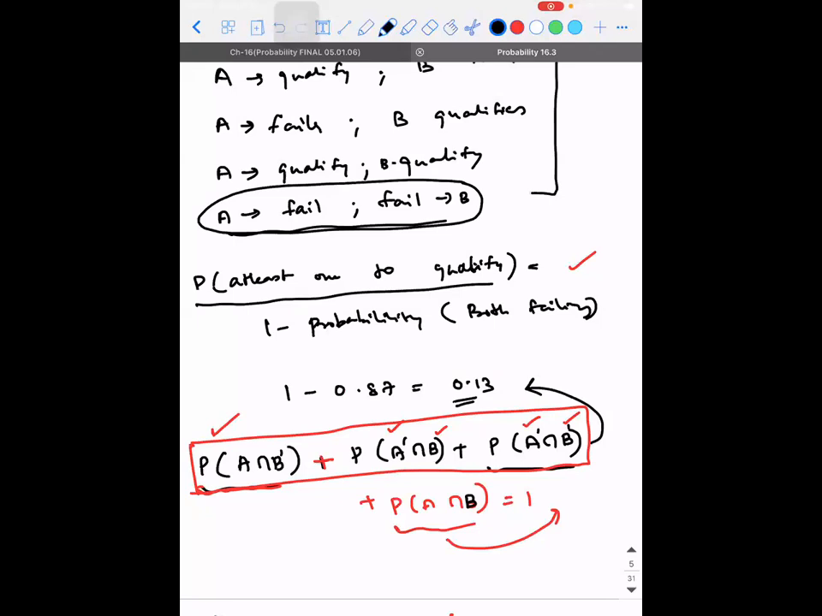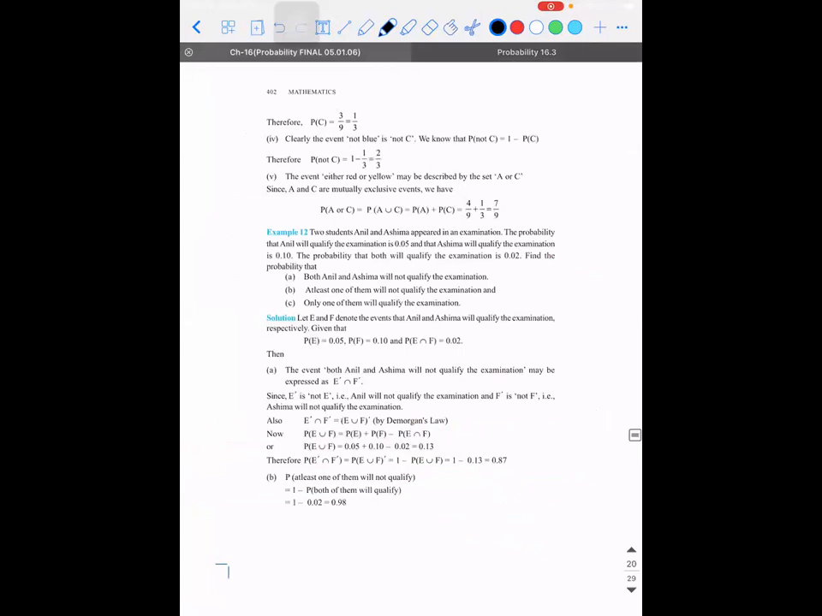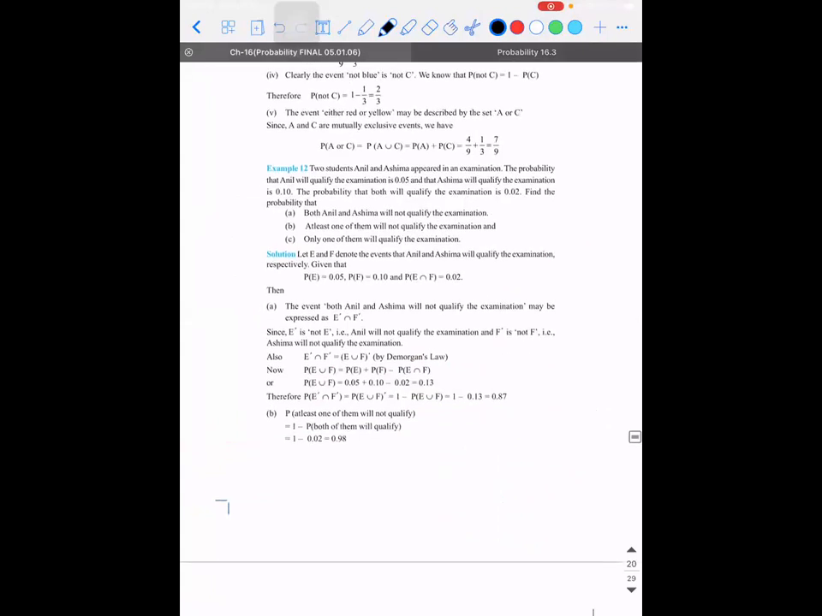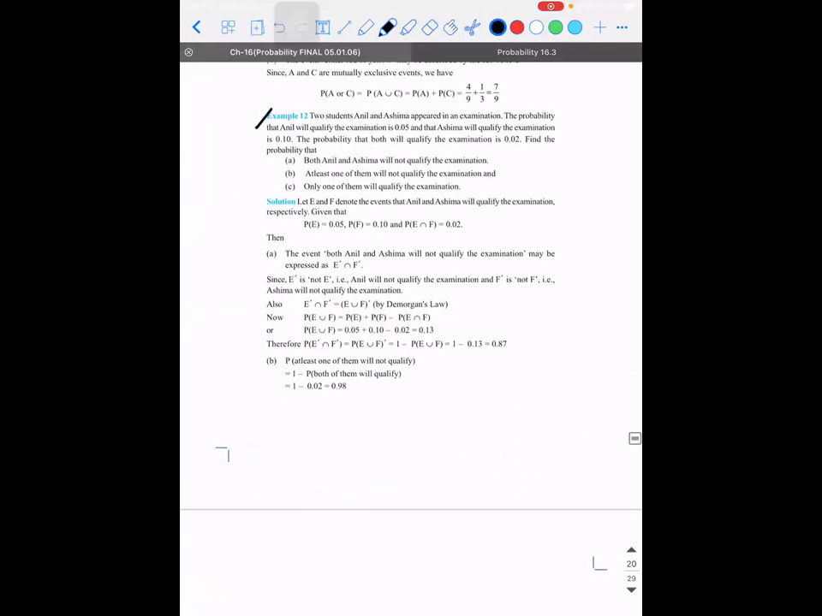This answer is not matching with the textbook? I will check. One minute, wait. What is the problem number? Example 12, sir. The answer is 0.98. What did we get?